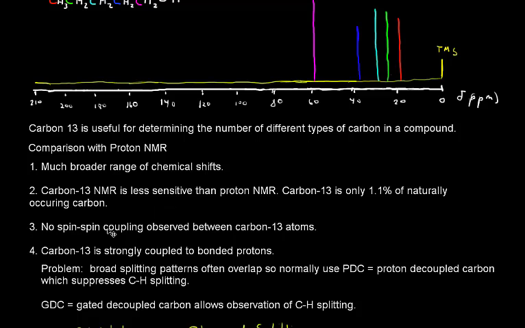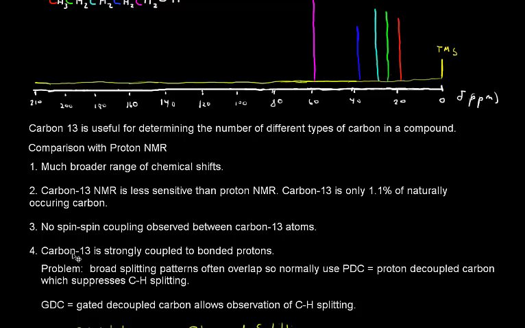Another very big difference between proton and C-13 NMR is that there's no spin-spin coupling observed between carbon-13 atoms, and this goes back to the fact that carbon-13 again is only 1.1% of naturally occurring carbon. So it's very unlikely that you get two carbon-13s bonded to each other, and if they're not bonded to each other, they don't split each other, they don't couple. You just don't see that very often, not enough to observe coupling between carbon-13s.